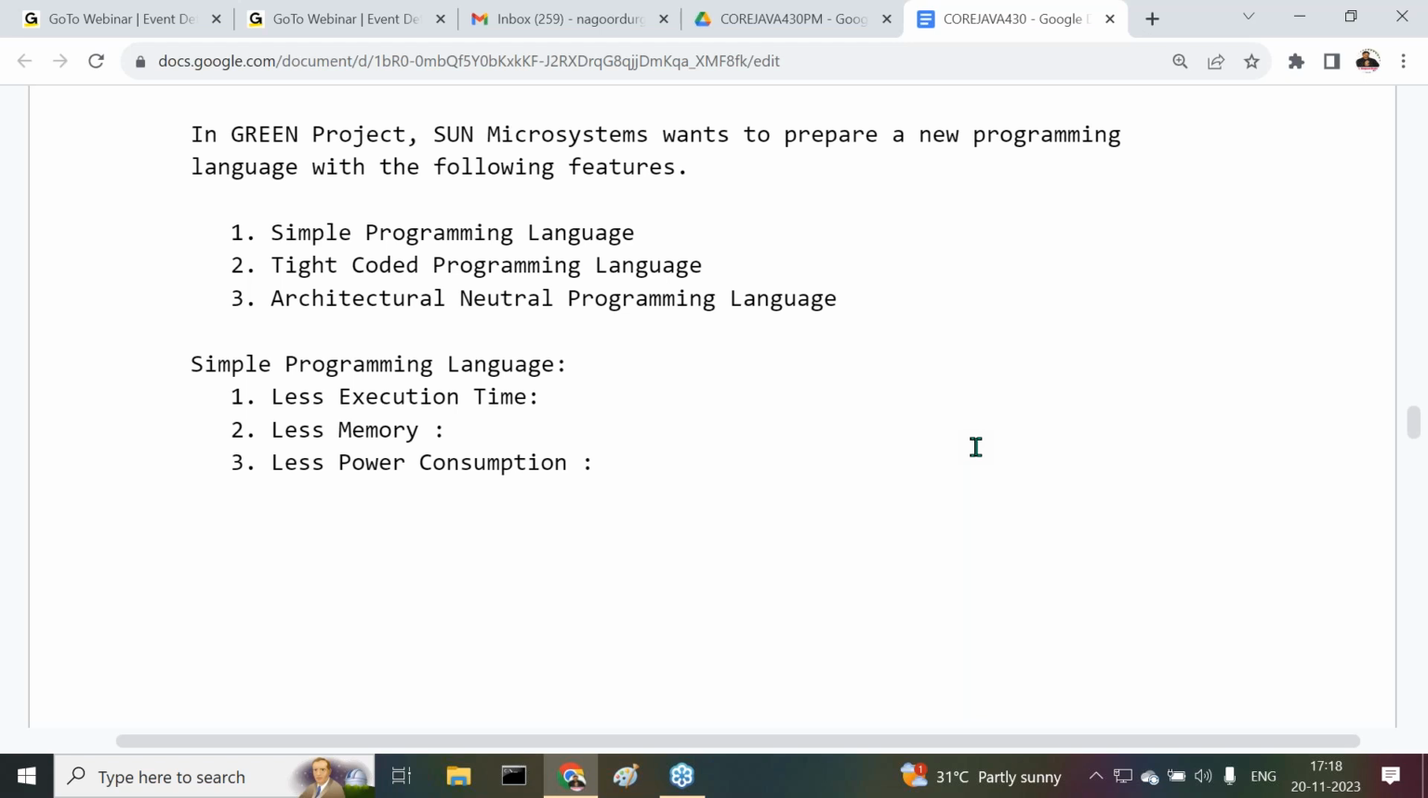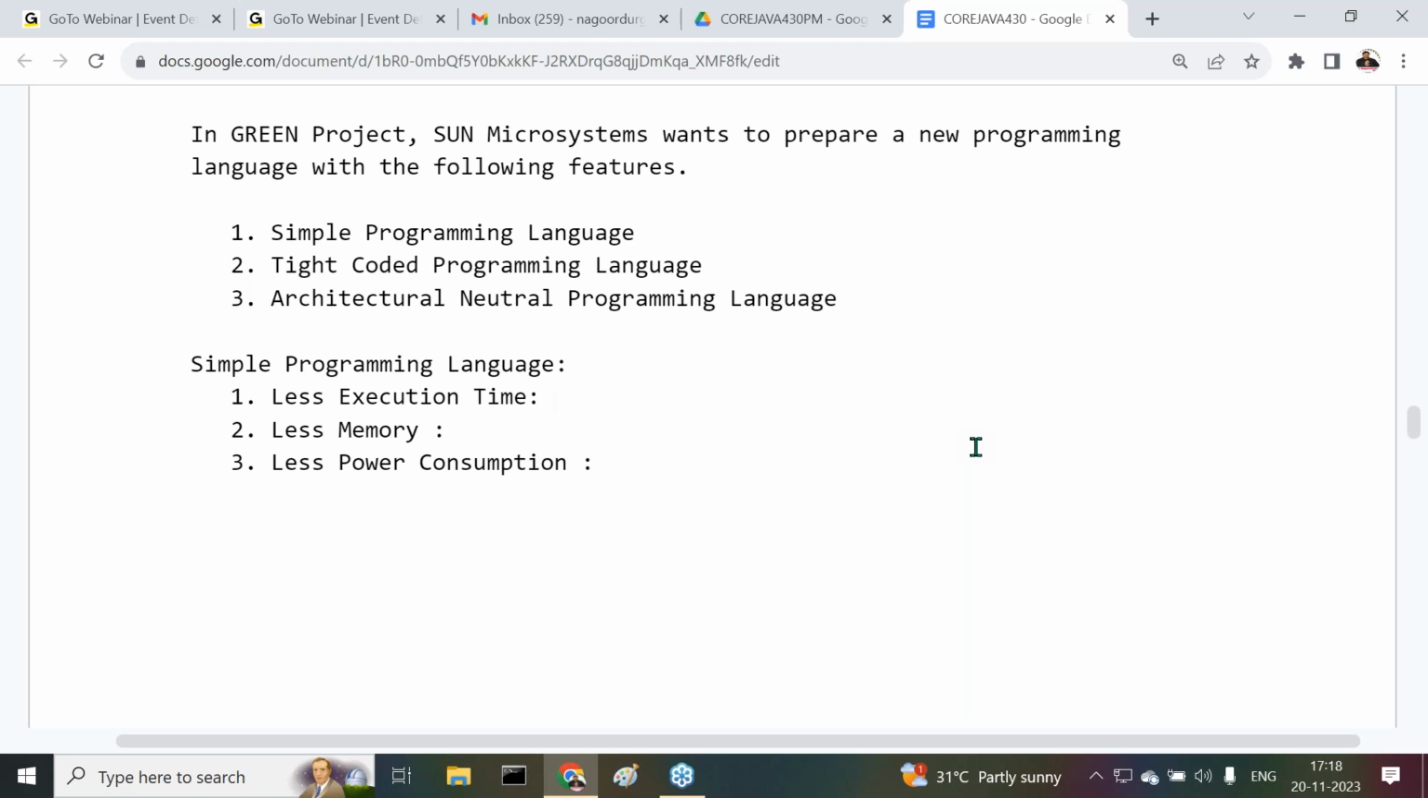Understand guys what I'm telling you? Because of this particular reason, if a programming language takes more execution time, performance will be very less. If a programming language takes less execution time, performance will be more. This equation we have to understand, not only here but throughout Java. If the program execution time is less, performance will be more. If the program execution time is more, performance will be very less.